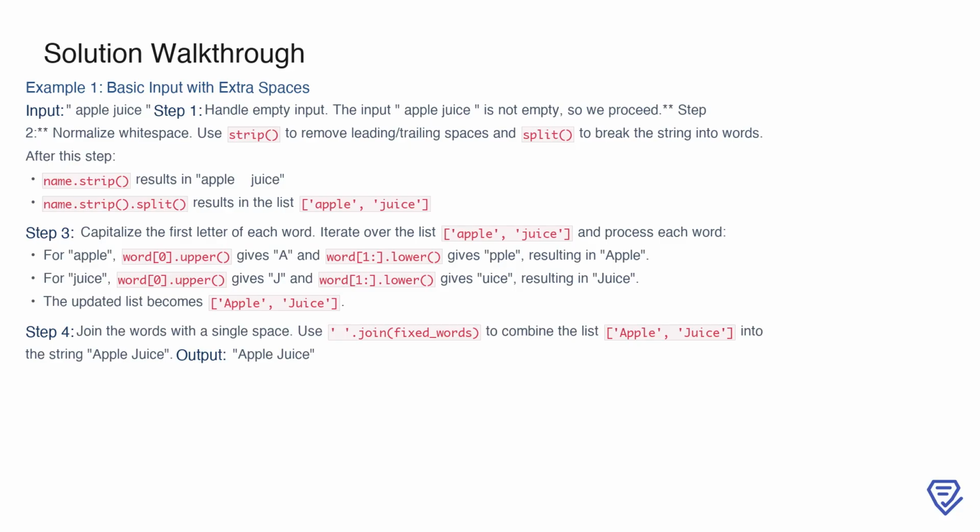Next, we capitalize the first letter of each word. For the word "apple", we take the first character, a, convert it to uppercase to get A, and combine it with the rest of the lowercase letters, "pple", to form "Apple". Similarly, for "juice", we capitalize the J and keep the rest lowercase, resulting in "Juice". The updated list becomes ["Apple", "Juice"]. Finally, we join these words back together using a single space, resulting in the output "Apple Juice".